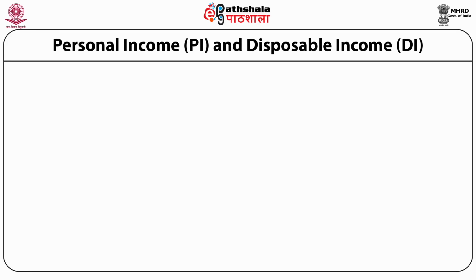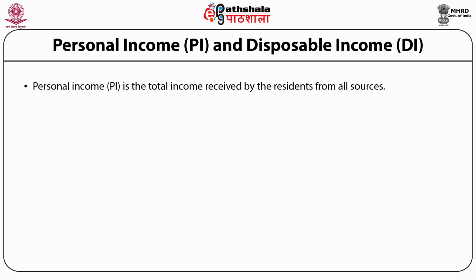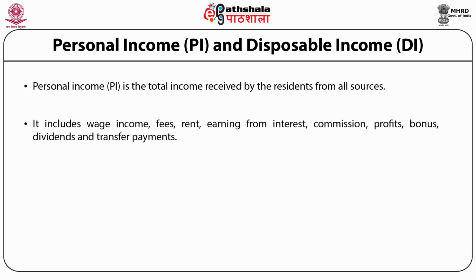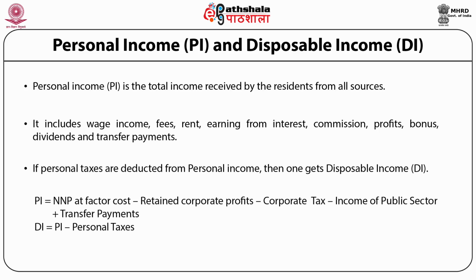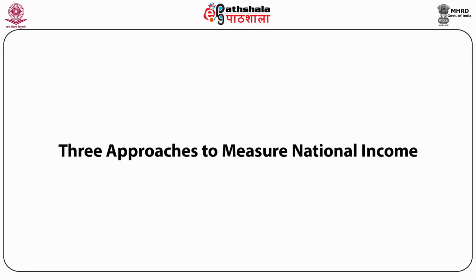Personal income and disposable income. Personal income is the total income received by residents from all sources. It includes wage income, fees, rent, earning from interest, commission, profit, bonus, dividends, and transfer payments. If personal taxes are deducted from personal income, then one gets disposable income. Following identities show the relationship of personal income with net national product and disposable income. After discussing the various concepts of national income, now it's time to understand how these concepts are empirically measured.